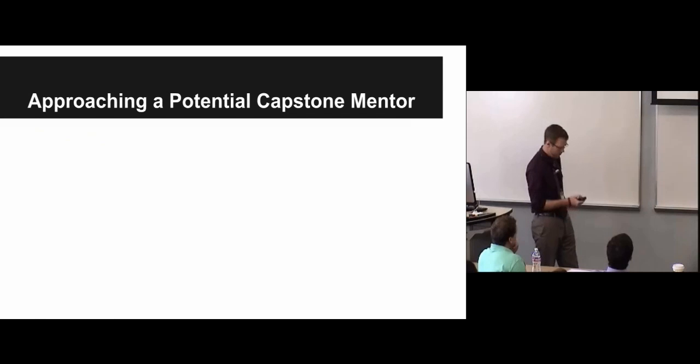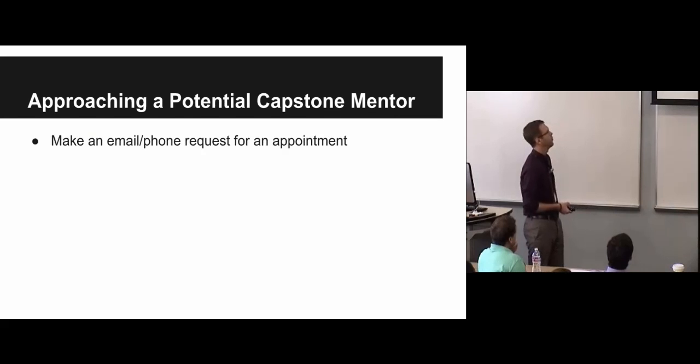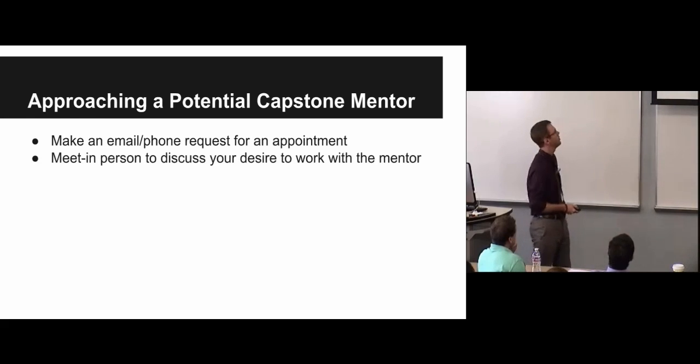So you are identifying this person, how are you gonna approach them? So we think that an email or phone request for an appointment is the best way to start, okay? That would be a good early step. You want to then meet in person to discuss your desire to work with the mentor. And when you do that, make sure you have details.